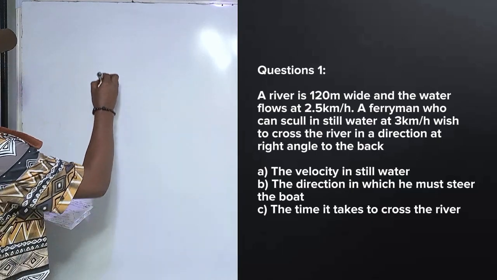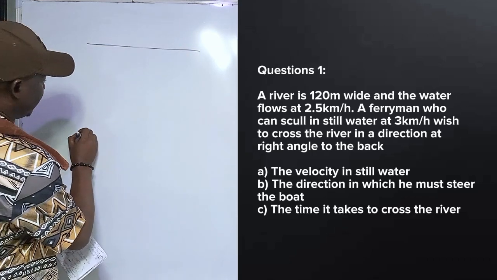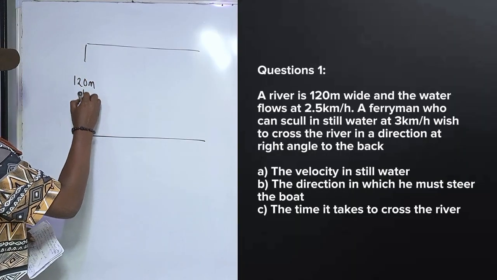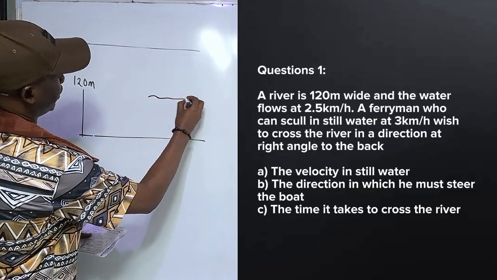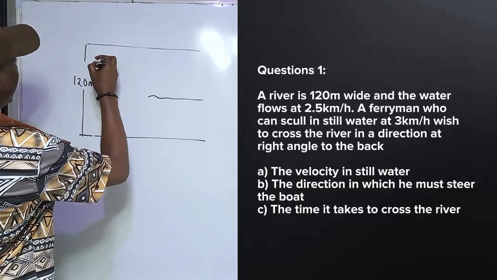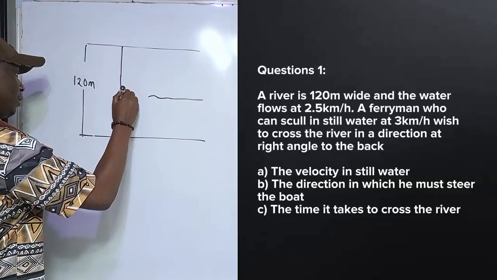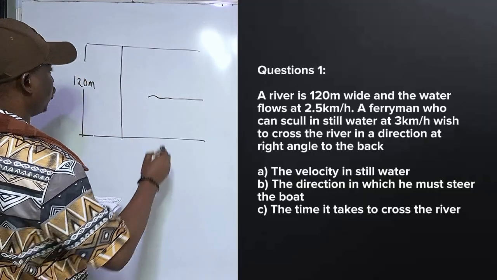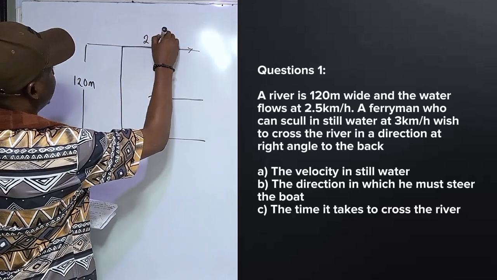Now, from the question, we have the wideness of the river. Wideness, which is what? 120 meter. That is the wideness of the river. Now, if the river is flowing this way, let's say if you want to go directly, this is the direction to flow or it will go. Now the river, they say it's flowing what? Water flows at, so this is the direction of flow, 2.5 kilometer per hour.